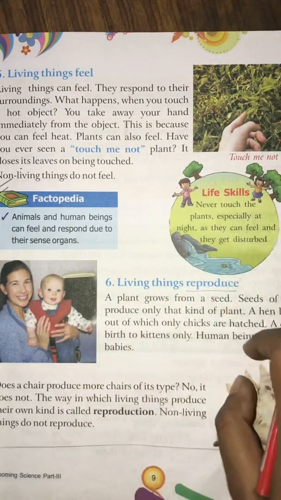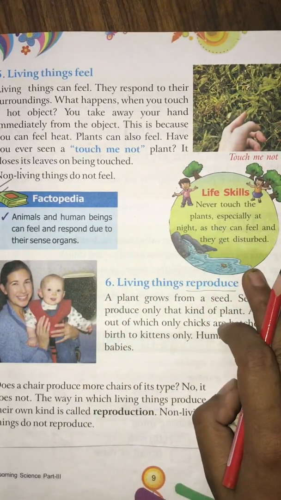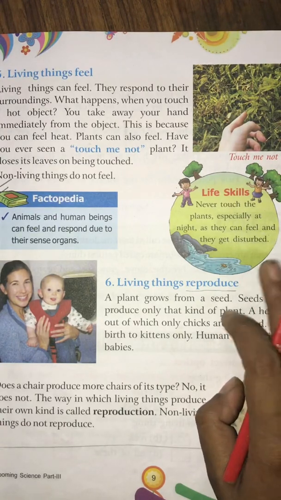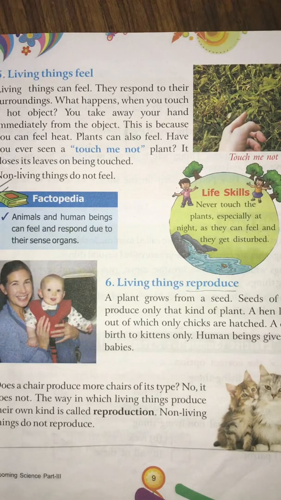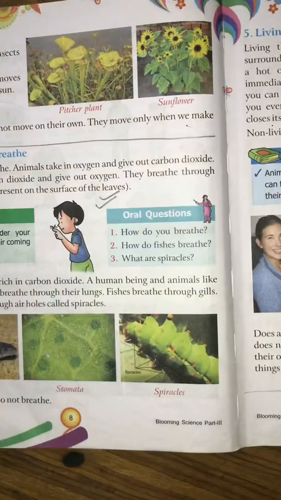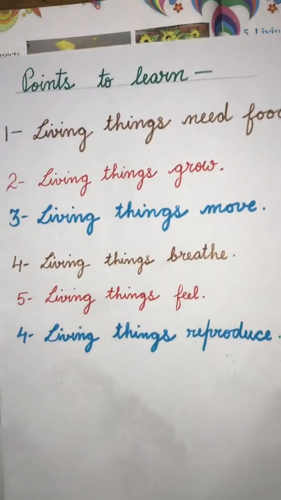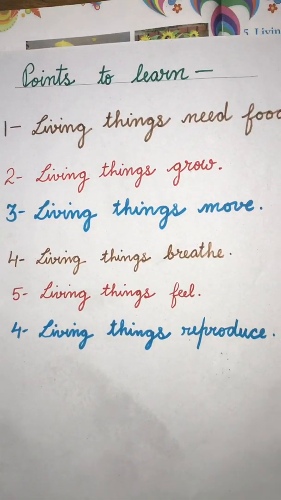Read this also. Life skills. Never touch the plants, especially at night, as they can feel and they get disturbed. Children, never touch the plants at night because they can feel and they also get disturbed. In today's video, we will cover only up till here. Okay, now this lesson is completed. And these are the 6 important points to learn.